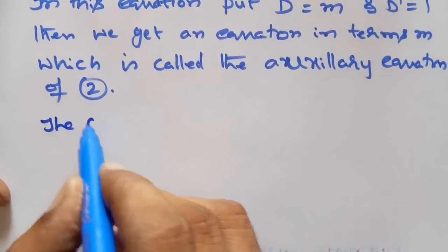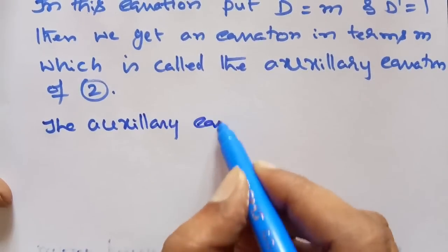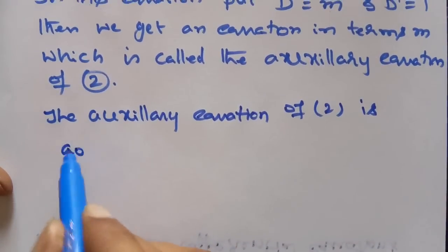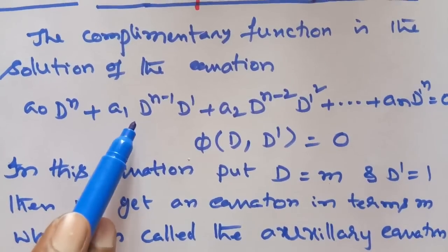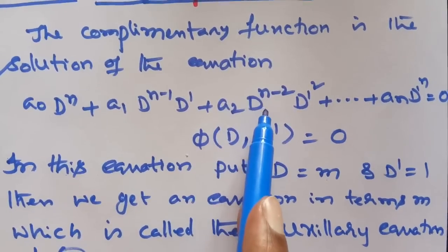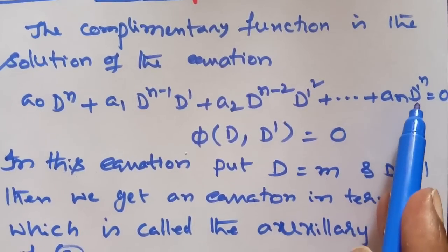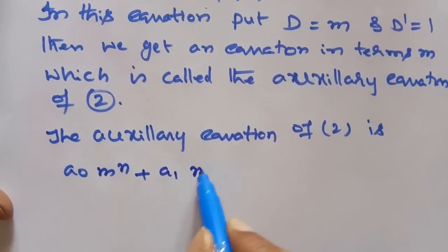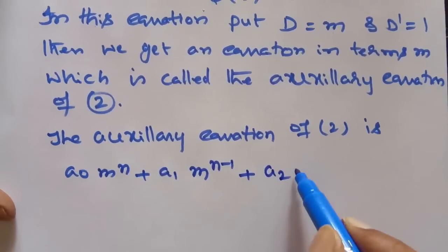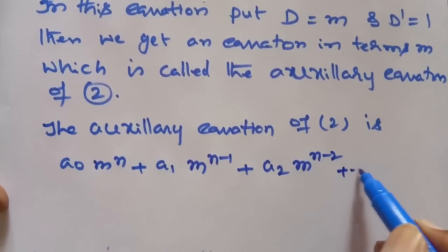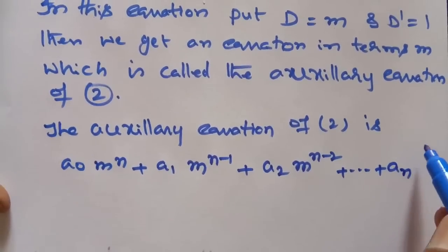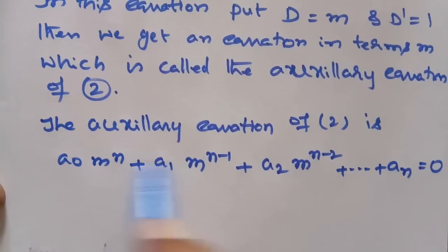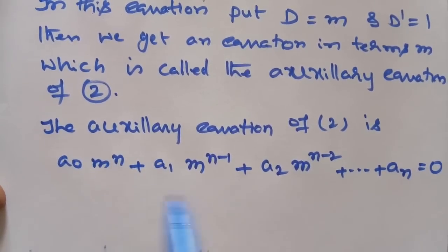Now, the auxiliary equation of 2 is a0 m^n plus a1 m^(n-1) into 1 plus a2 m^(n-2) into 1 plus, and so on, plus an into 1 is equal to 0, which is the auxiliary equation of the given homogeneous higher order linear partial differential equation.